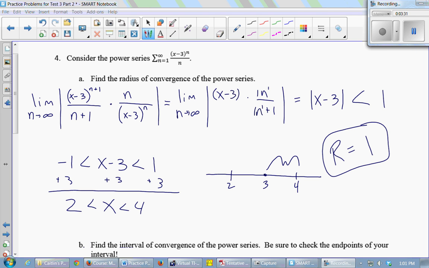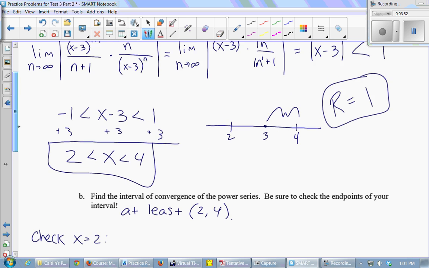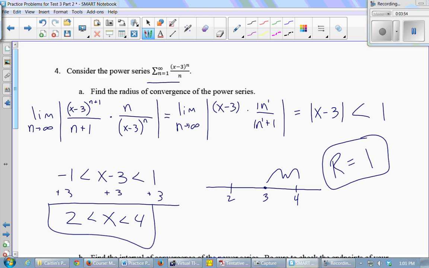The interval of convergence is at least 2 to 4, but I have to check the 2 and the 4 separately. So I go back to my original formula, this guy, and replace the x with a 2 and see what we get. So I'm going to have negative 1 to the n over n.